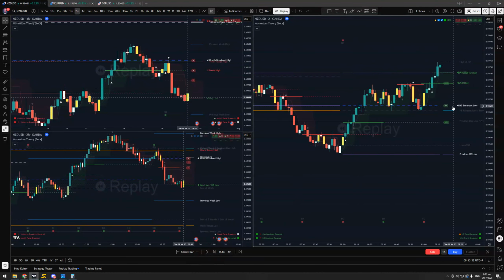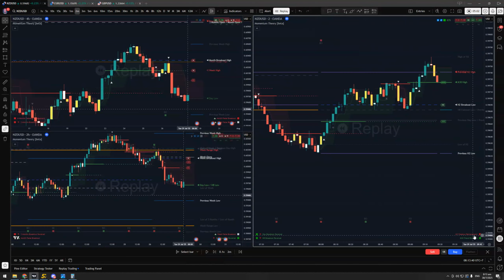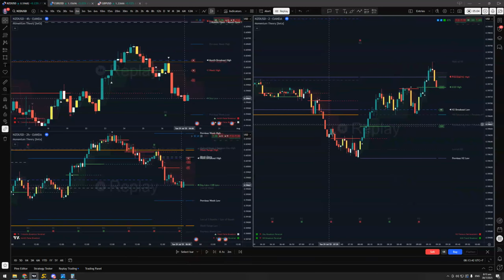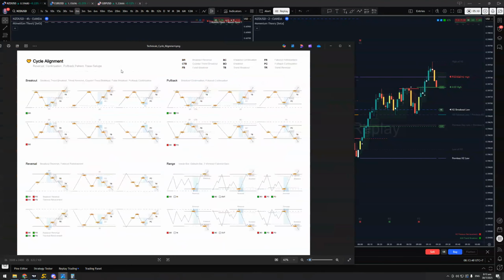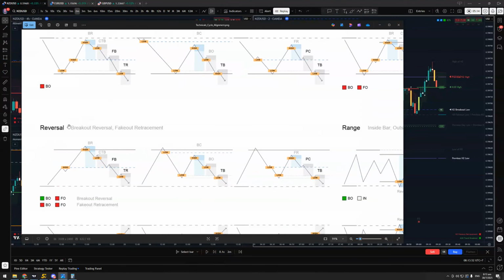Once it triggered this H2 high, I was waiting for price to get back under it. And once it got below, I'm now trading a fake out retracement on the H2. So we have a breakout, then a fake out of the high. Now we're in a fake out retracement. For fake out retracements, I'm looking for different cycle alignment patterns here. I trade the fake out retracement exactly like the breakout reversal.